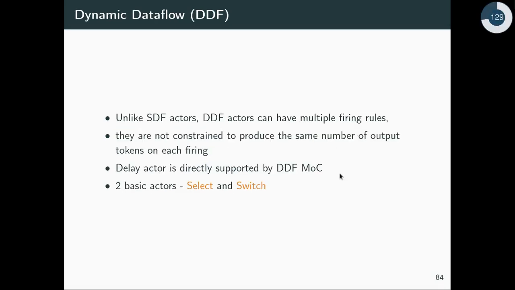For this, we have the dynamic data flow actors, DDF, which can have multiple firing rules. They are not constrained to produce the same number of output tokens on each firing, and the delay actor is directly supported by the dynamic data flow model of computation. There are two basic actors, select and switch.